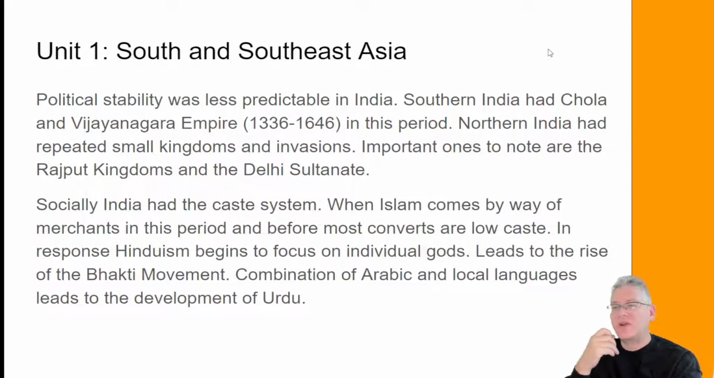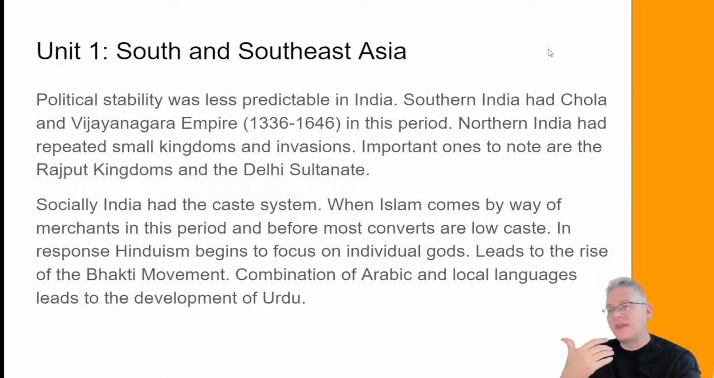Northern India, on the other hand, had some small kingdoms and invasions. Initially, the Rajput kingdoms, which are Hindu kingdoms, are replaced by the Delhi Sultanate, which is the first of our big Islamic empires that are going to be started here. Socially, India, of course, had the caste system, which you've probably heard about. When Islam comes, though, by way of merchants initially, they are going to get a lot of converts from the low castes, for obvious reasons.